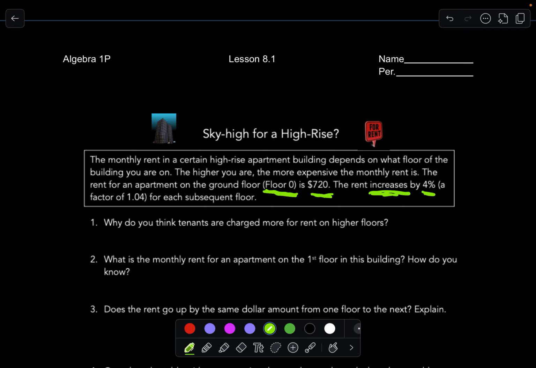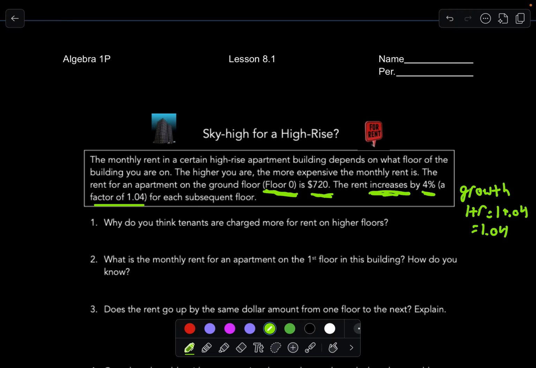4% means that your growth factor, that's a phrase that you're going to get used to, will be 1 plus R, where R is 4% written as a decimal. So the growth factor is 1.04, and that's what they say here. That increases by a factor of 1.04, okay? For each subsequent floor.